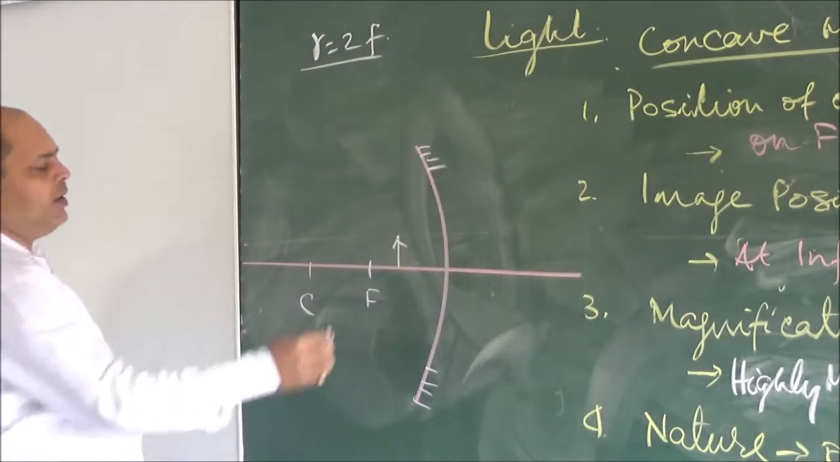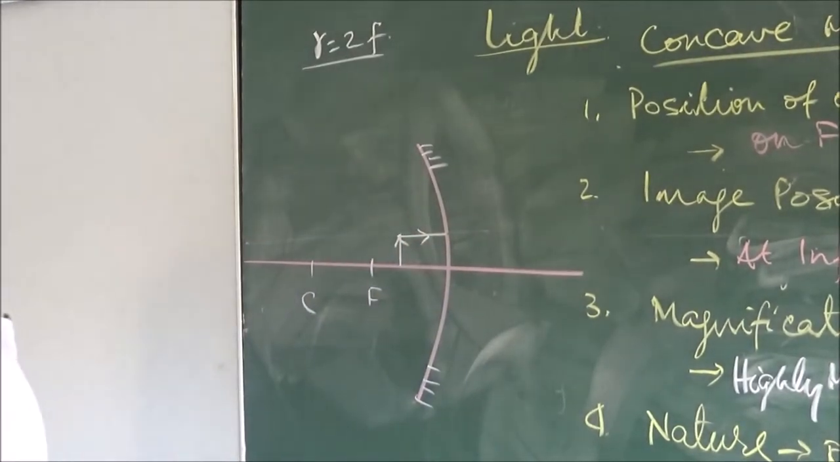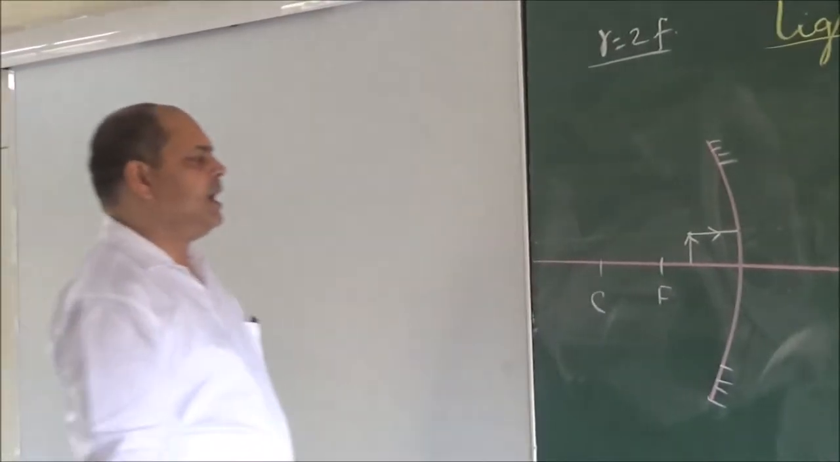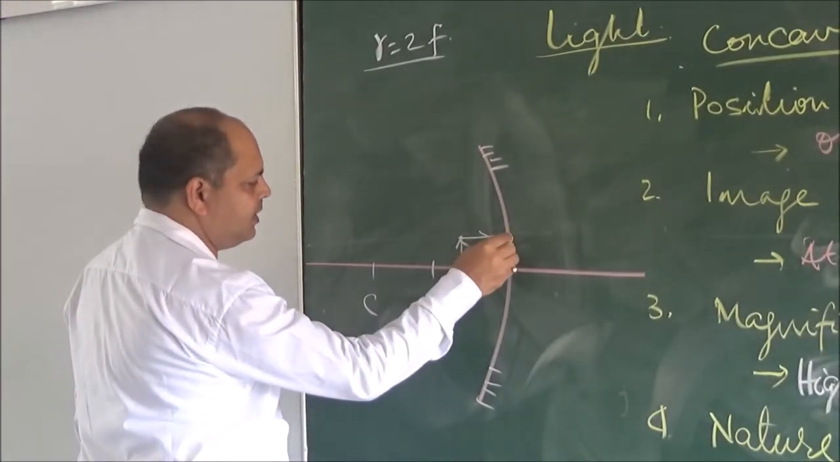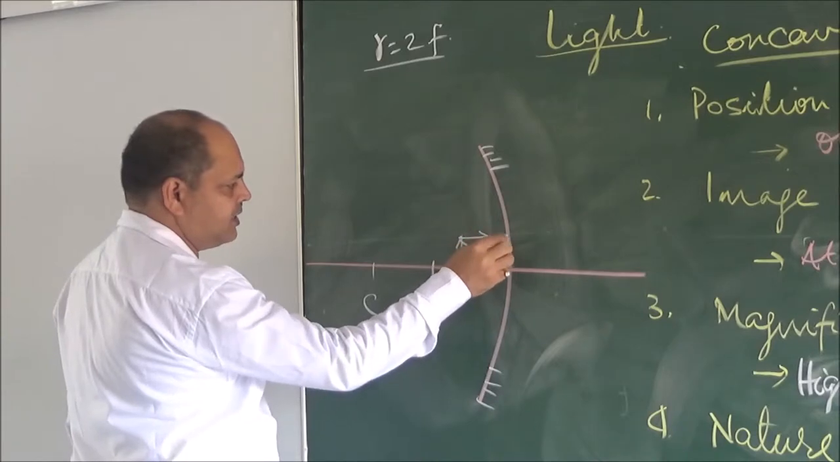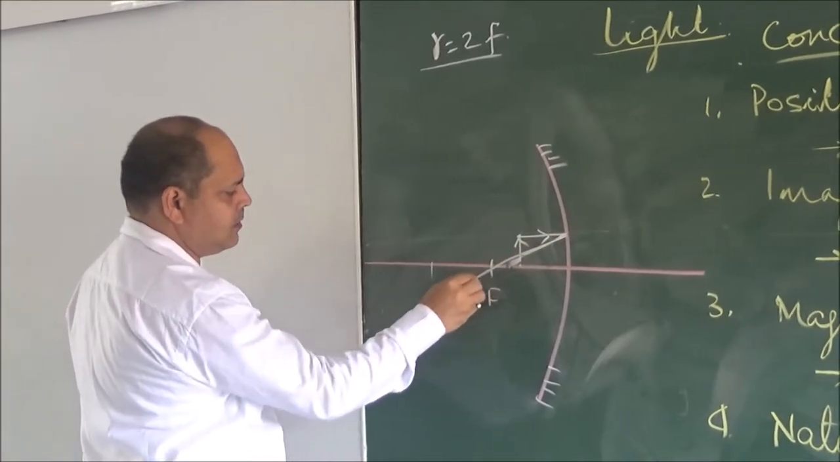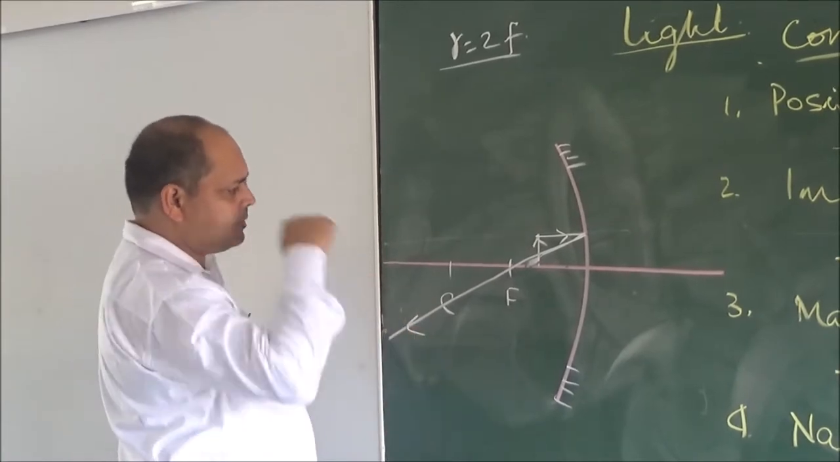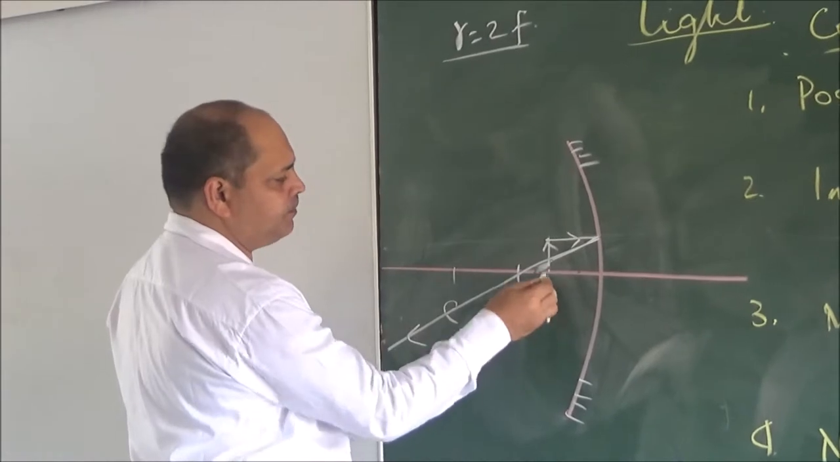What we are going to do is, once again we will take one ray parallel to the principal axis. After reflection, where will it go? It will pass from the focus. Once again it will pass to the focus. Okay? Now, let us consider another ray.